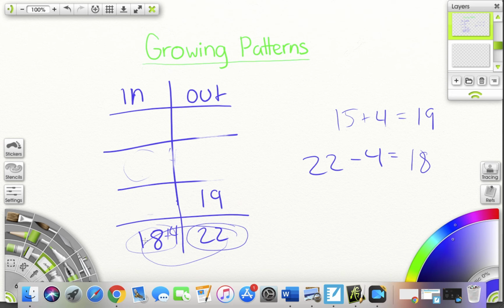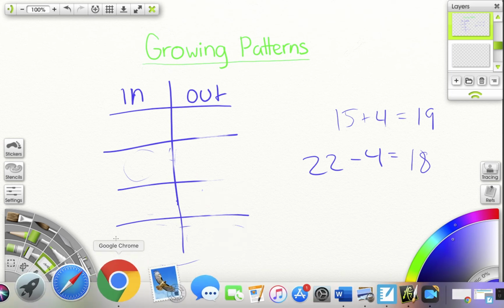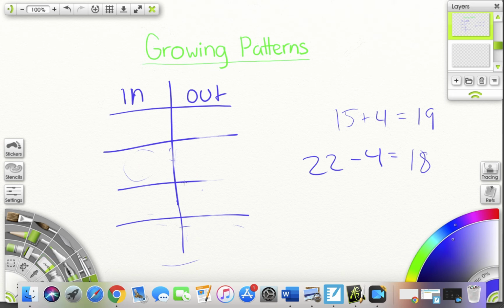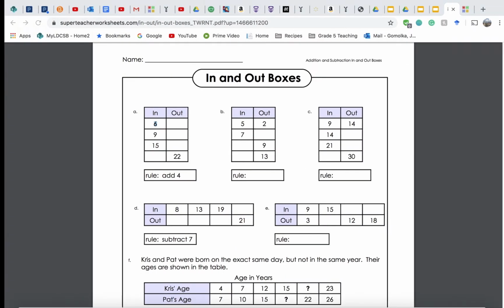And we're going to do a few more examples. And then we're also going to do an example where we have to fill in the chart, but also determine what the pattern rule is. To find the pattern rule is actually fairly simple. You just have to pay attention to what the rule is the first time around.